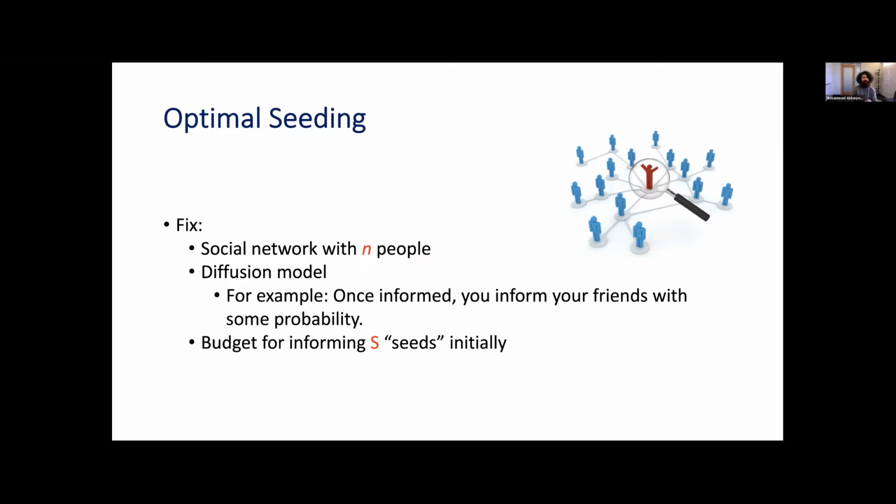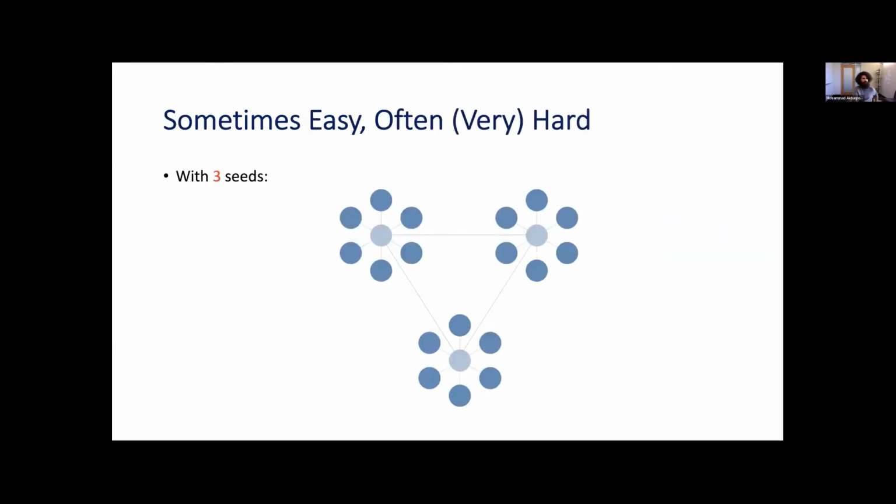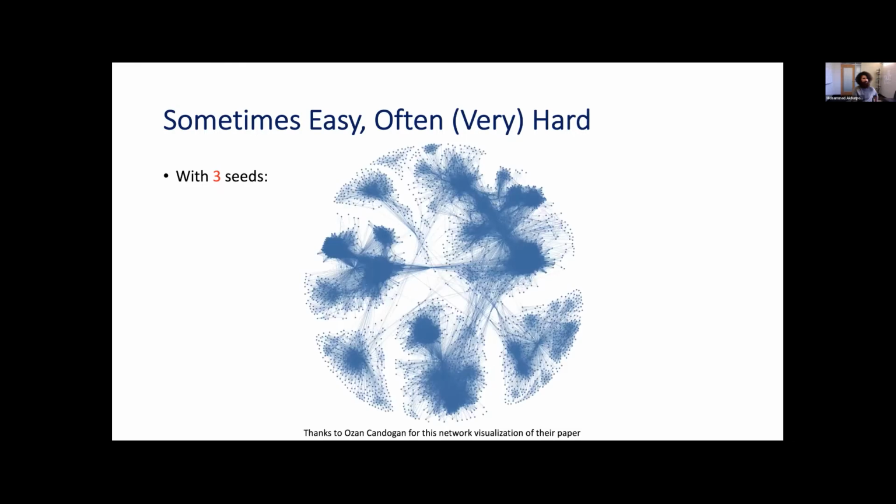And now you have a budget of S seeds that you can initially inform, a bunch of people in this network. So think of it as a marketing campaign where you want to inform a bunch of people. And the question is, who are the optimal S people? And of course you have N choose S options to pick. Now for a network like this, if I give you 3 seeds, you know which one to pick visually. For this Facebook subnetwork, it's not as easy to do this visually.